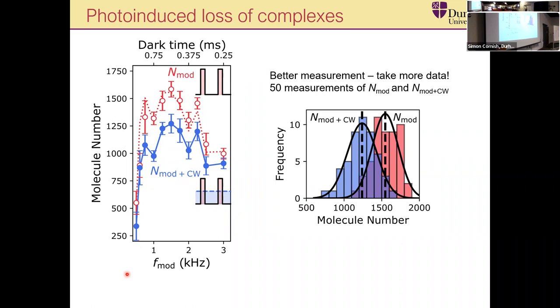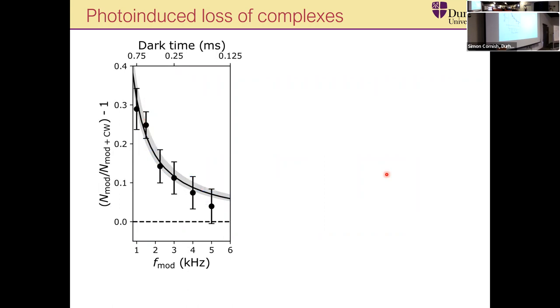Is there a reason why, let's say at 1 and 2, both the blue and the red line go down here? No, I wouldn't read too much into this. I think each one of these is taken over many, many measurements in order to get this. It could just be that our molecule number is not perfectly stable to start with, and so over the many hours of taking a data set, it changes.